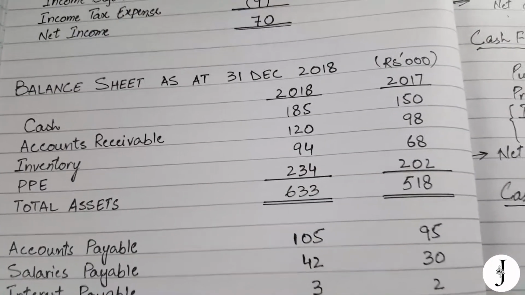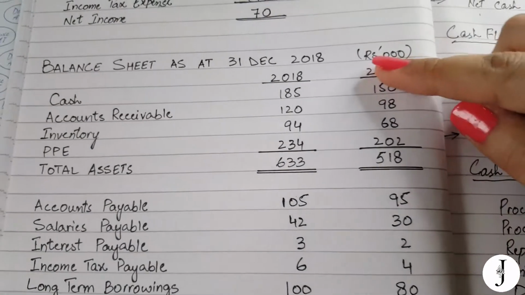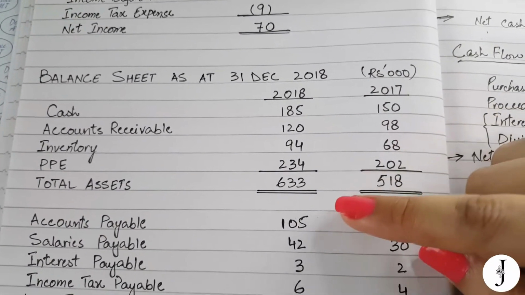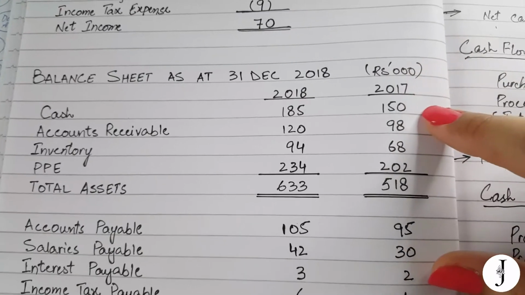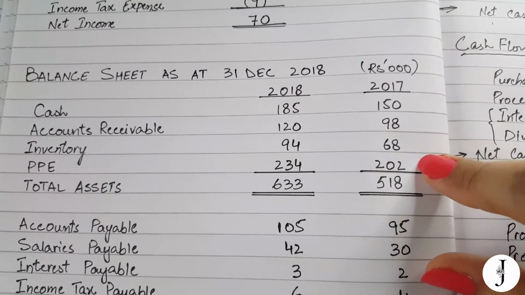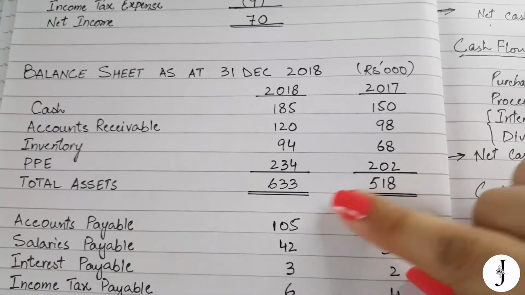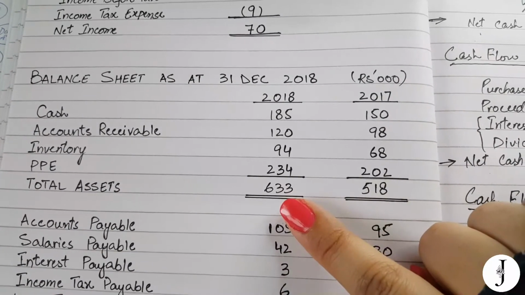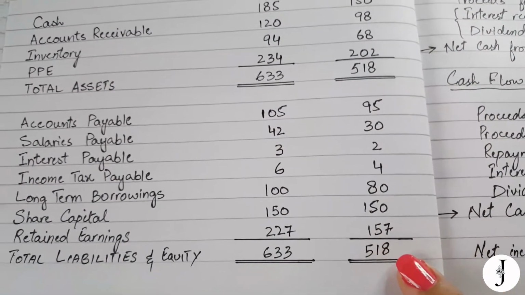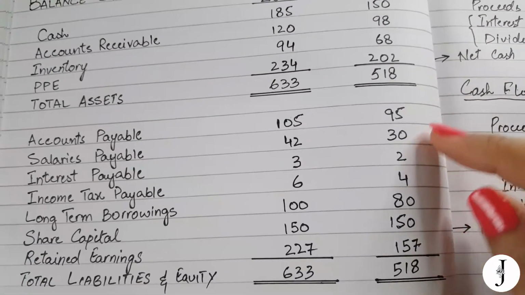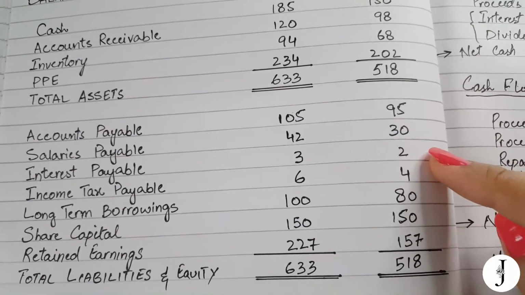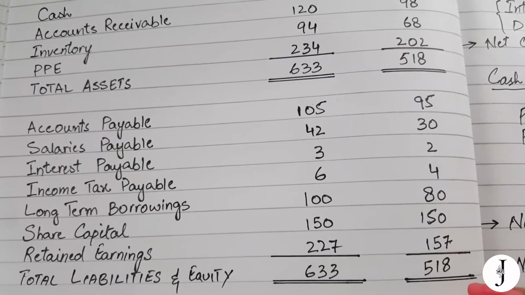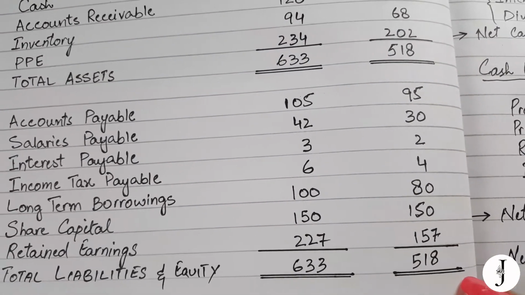And in the balance sheet, here 2017 and 2018, two years are given. Cash, accounts receivable, inventory, plant, total assets. Here is the value of total assets for 2017 and 2018. This is the liability section where accounts payable, salaries payable, interest payable, income tax payable, long-term borrowings, share capital, retained earnings, and then the total liability and equity.